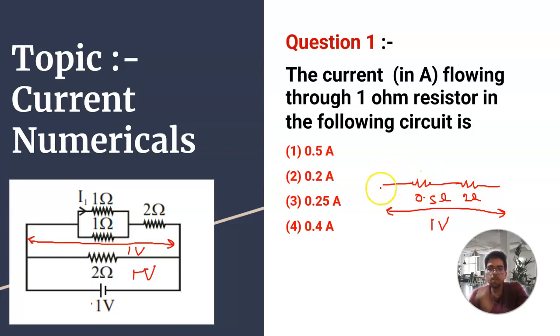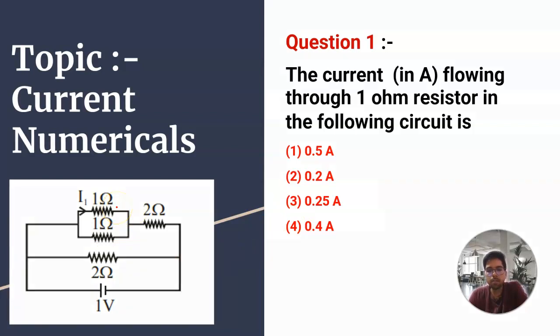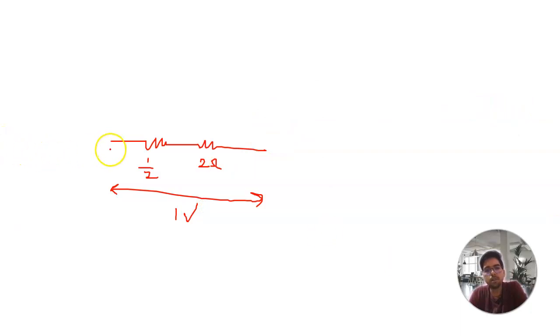Clear? So first of all tell me how much potential across this 0.5 ohm. Simply, 0.5 ohm and 2 ohm are in series. 1 by 2 can I write, and 2 ohm are in series, and the total voltage drop is 1 volt. Now I just want to know what is the voltage across this, V1. I can take V2 here. Since in series current is constant, V1 by V2 is 1 by 2 divided by 2. Clear? So the answer is 1 by 4.